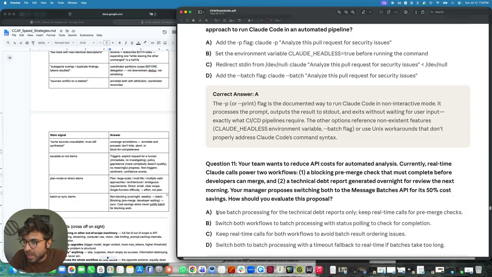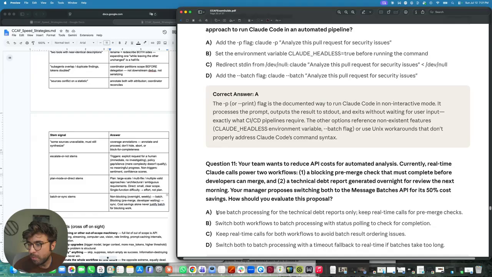Switch both workflows to batch processing with status polling to check for completion. This, unfortunately, is basically just accepting your manager's proposal. And what we know is that we do not want to be batching anything that could be blocking a developer. Wrong answer. Keep real-time calls for both workflows to avoid batch results ordering issues. Like we saw in our reflex table, we actually do want to batch anything that can happen overnight. We also, like this question says, want to have cost savings. Even without seeing the sync table, we know that this one does nothing to get cost savings. So this was an instant kill.